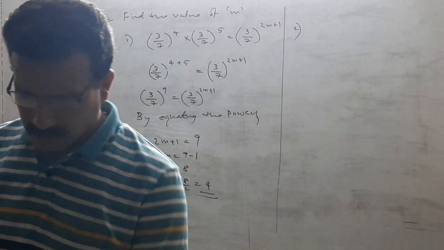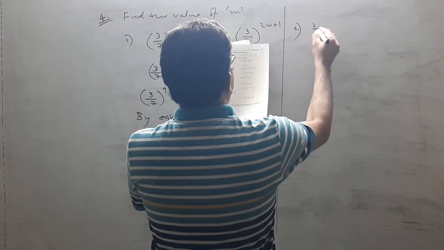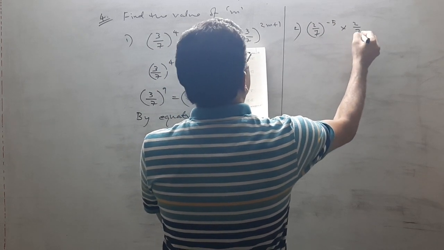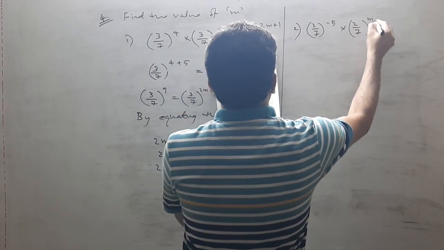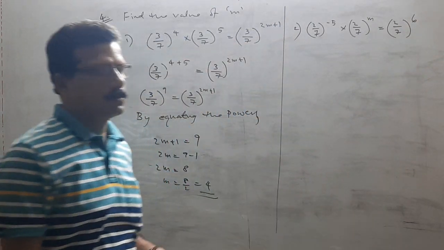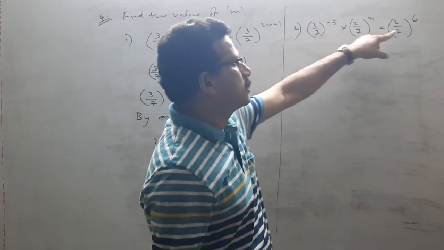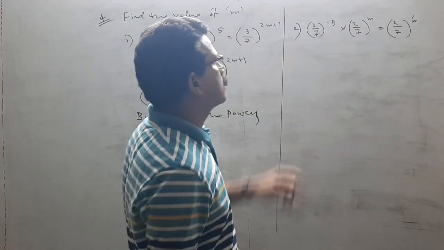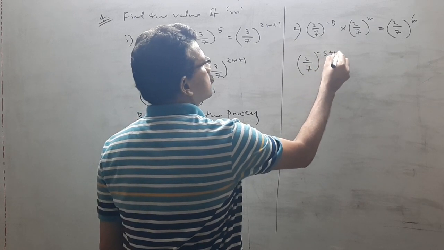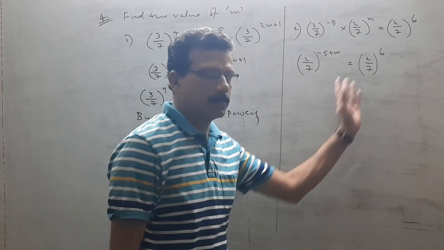Second part. 2 by 7 to the power minus 5 into 2 by 7 to the power m. Like this. Base 2 by 7, 2 by 7, 2 by 7. So we can apply the rule. Here it will become 2 by 7 to the power minus 5 plus m equal to 2 by 7 to the power 6. Rule is same again.